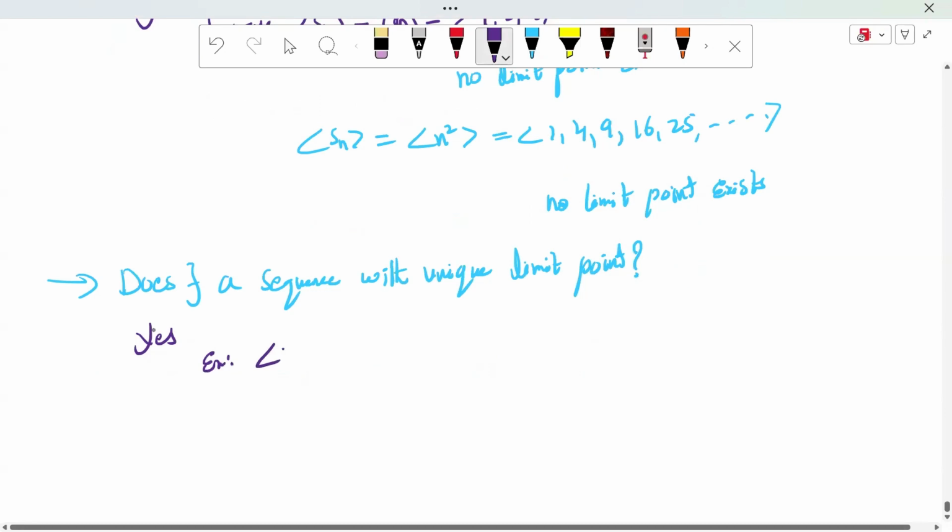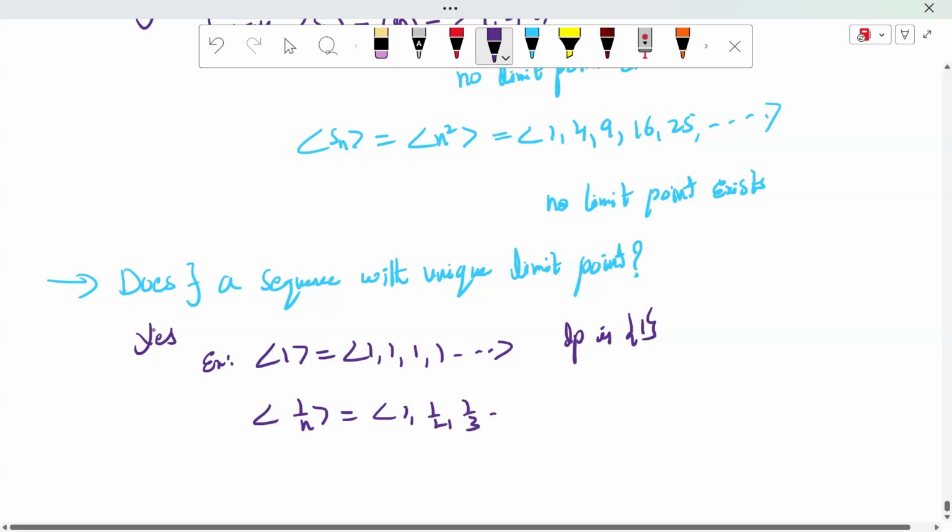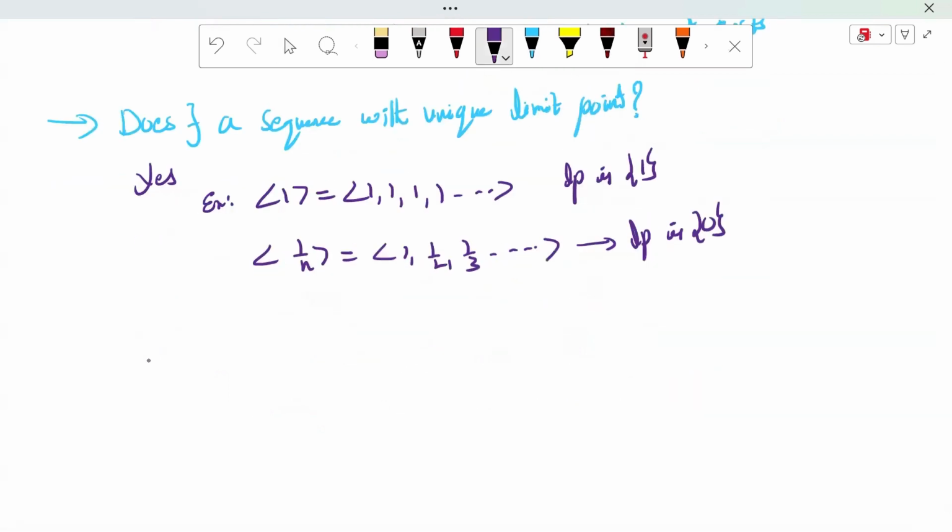the sequence 1, 1, 1, 1, and so on. What is the limit point, sir? It is only 1, a single 1. Also the sequence 1 by n, sir: 1, 1 by 2, 1 by 3, and so on. What is the limit point here? The limit point is 0. So it is a unique limit point.